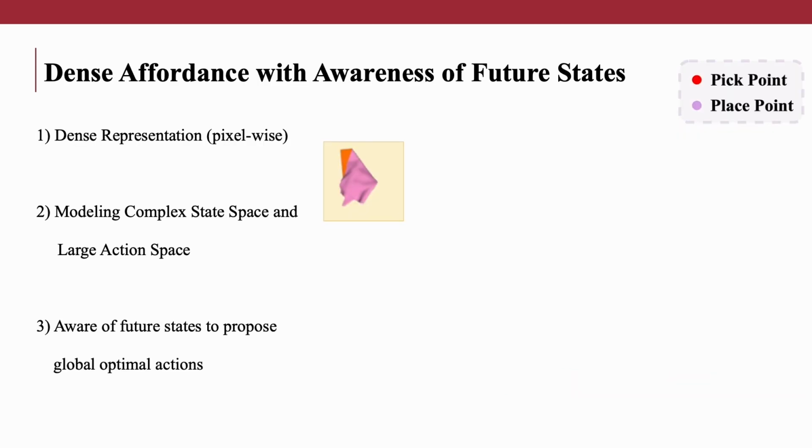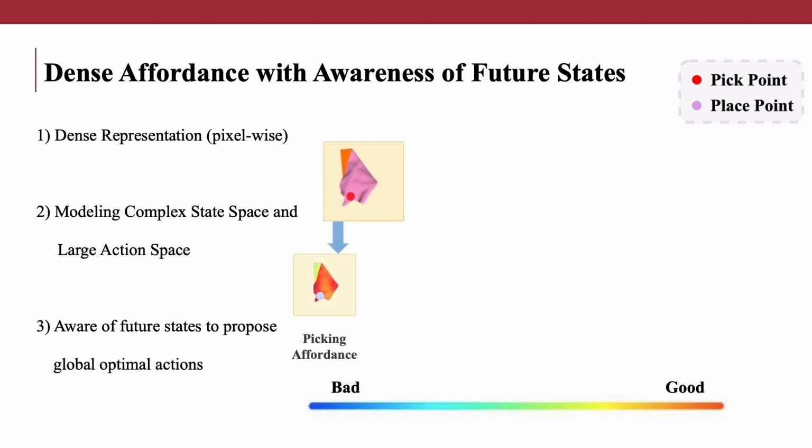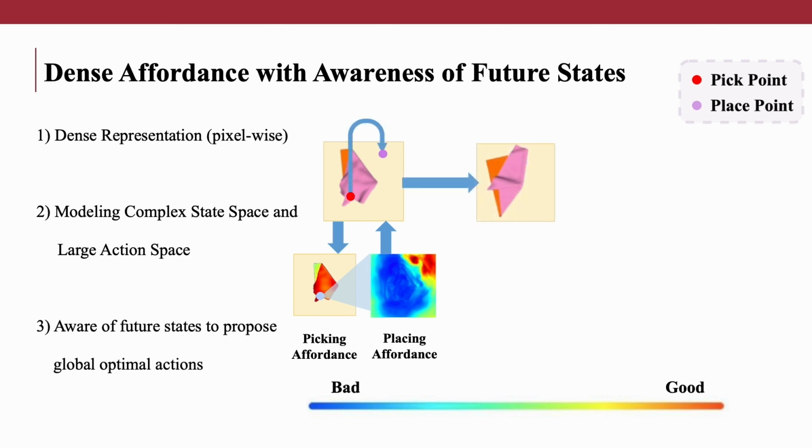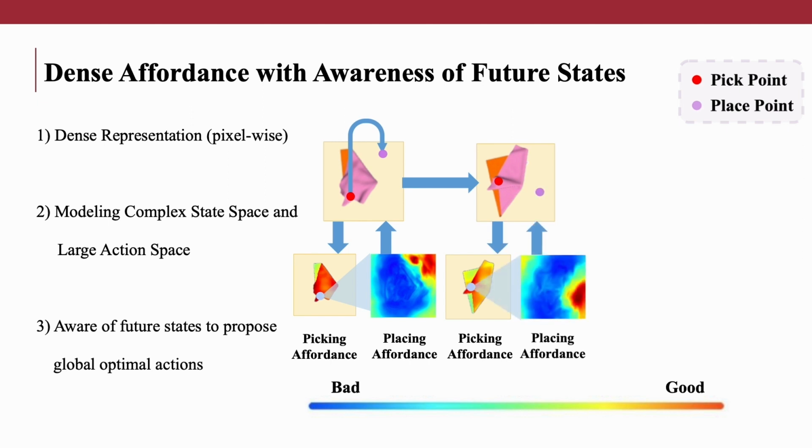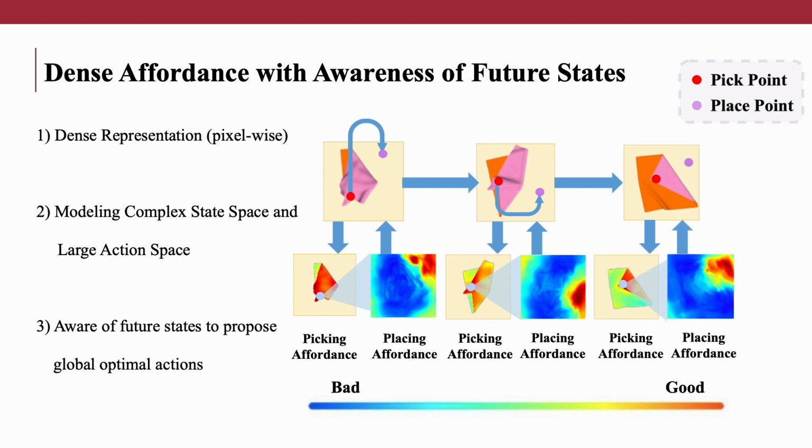In order to tackle the problems mentioned before, we propose to learn dense visual affordance for multi-step deformable object manipulation. Each point in the picking affordance represents how good the picking point is for performing the tasks, while each point in the placing affordance indicates how good the placing point is, conditioned on one specific picking point. This representation could model complex state space and large action space. And with awareness of future actions, the proposed affordance could empower the agent to select global optimal actions for tasks.